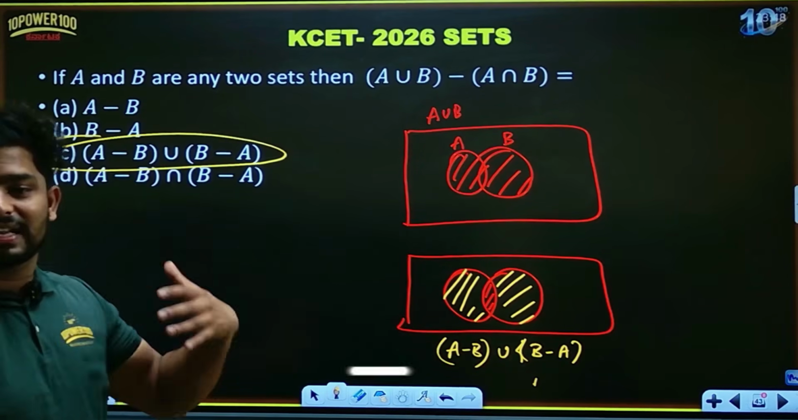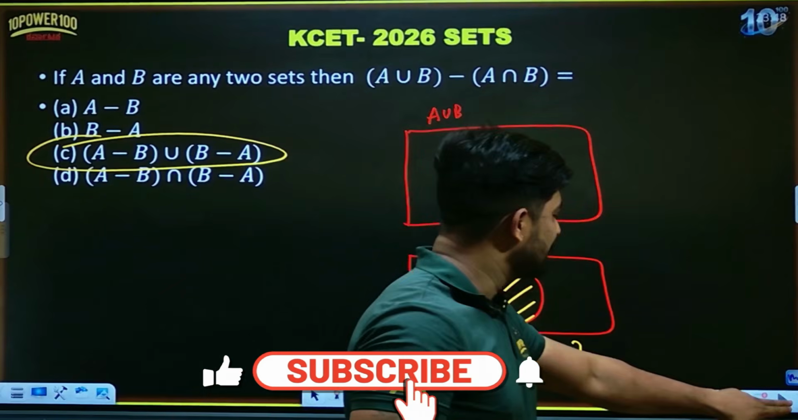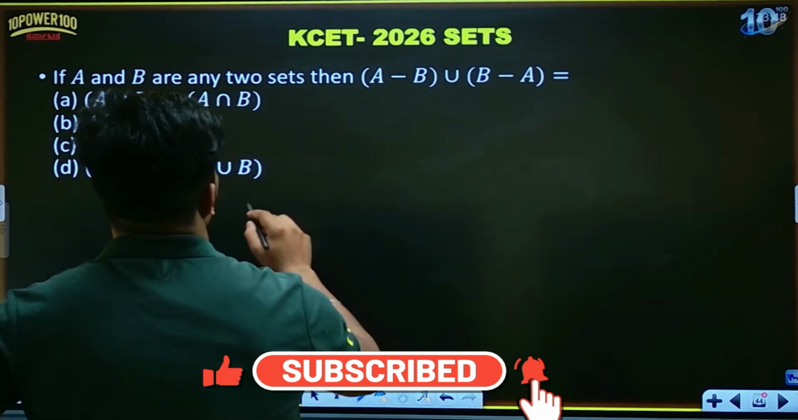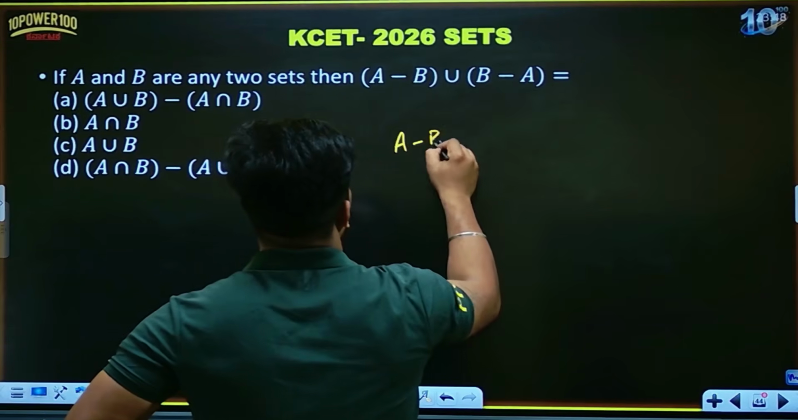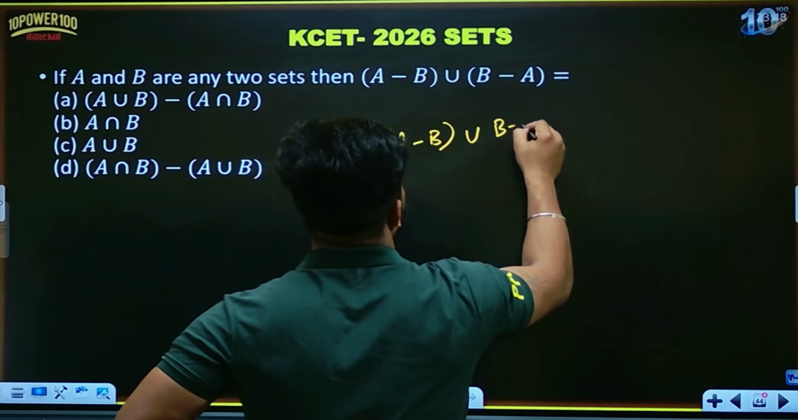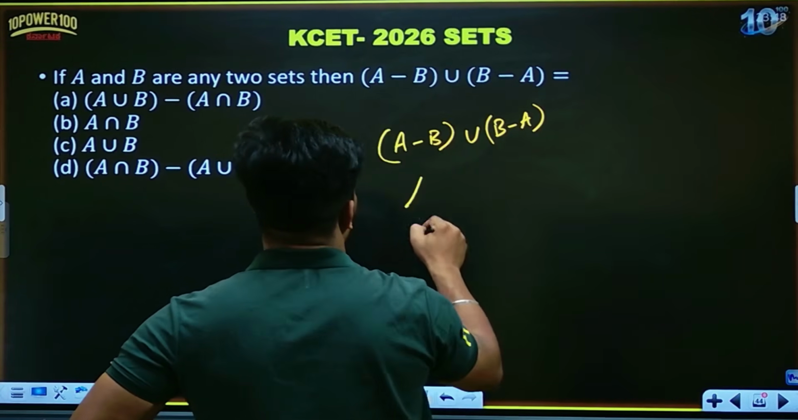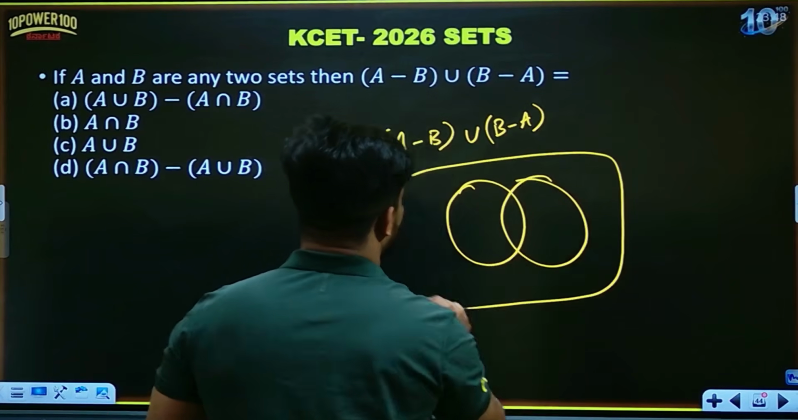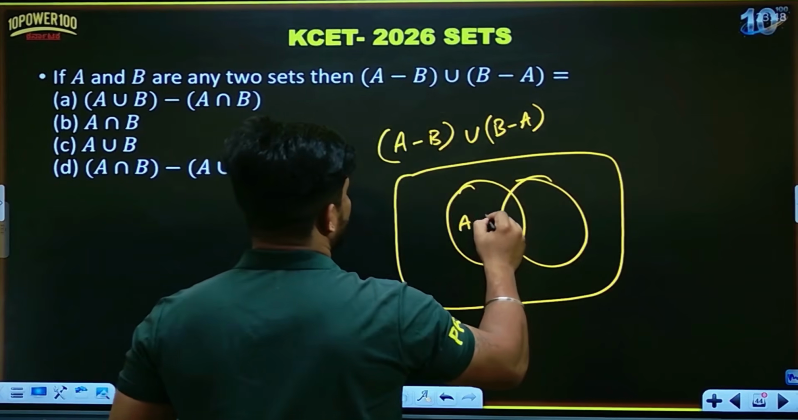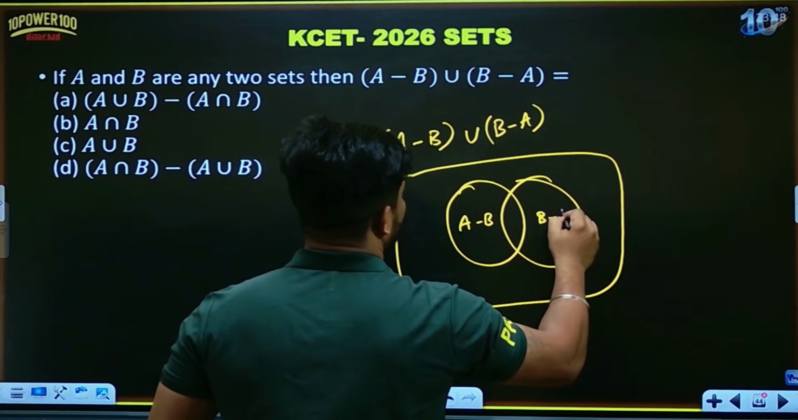See, drawing a Venn diagram is very easy. So just go with this. Next, A minus B union B minus A. Okay, so what do we get? Once again, draw the Venn diagram. The diagram was actually the same as the old one. So A minus B and B minus A union.